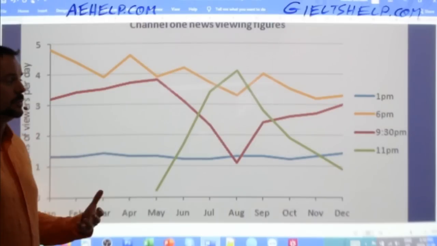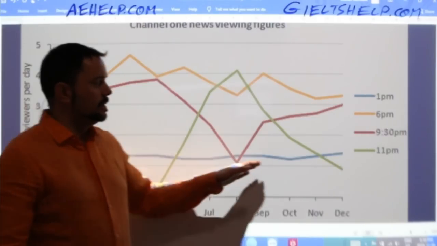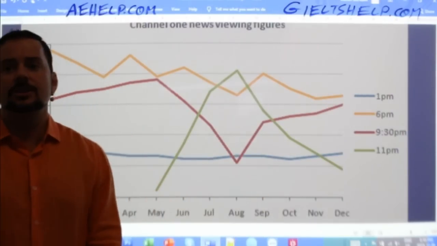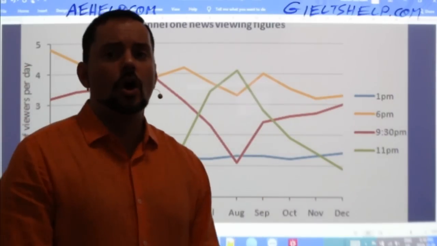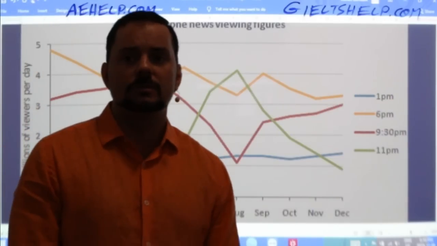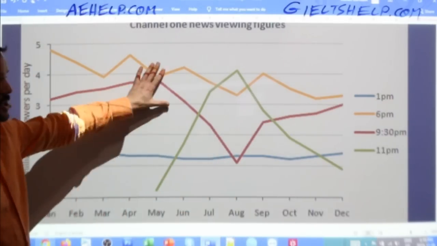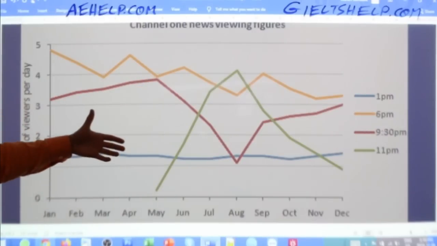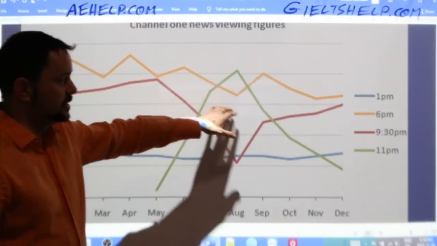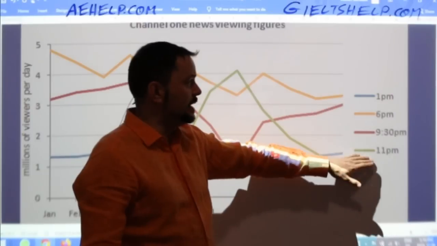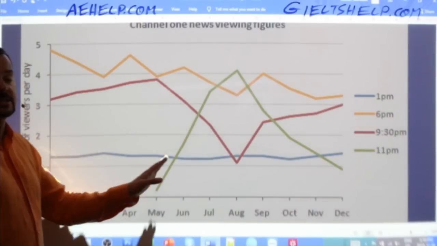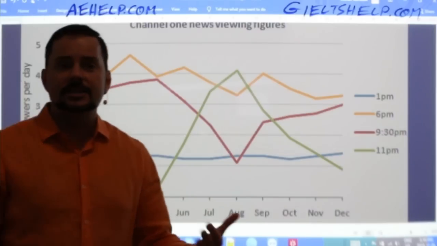And what else do we see? So the 1 p.m. views, or the number of 1 p.m. viewers, is fairly consistent throughout the year. And all of the other times fluctuate quite a bit, right, Roshni? So that's what Roshni's saying. So Roshni says they all fluctuate. But that's not accurate either, because these 3 times fluctuate, the 6 p.m., 9:30, and 11 p.m., while the 1 p.m. stays relatively consistent. Okay, that's the most observable feature.